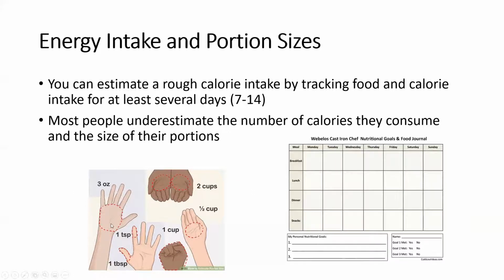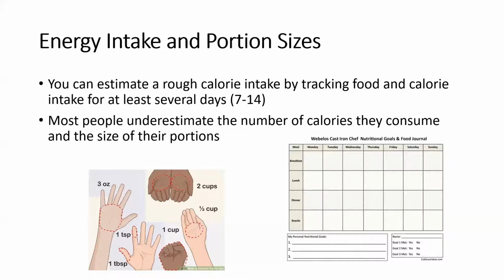Your palm, so the thickness and the size of your palm is somewhere around 3 ounces. So if you have, say, a piece of chicken breast, and you compare it to your palm, if it's the same size as your palm, it's probably around 3 ounces. I recommend at least a minimum of 2 palms per meal of your animal-based protein.